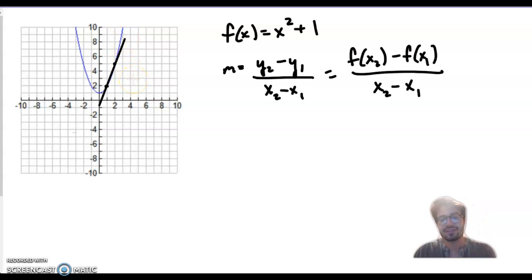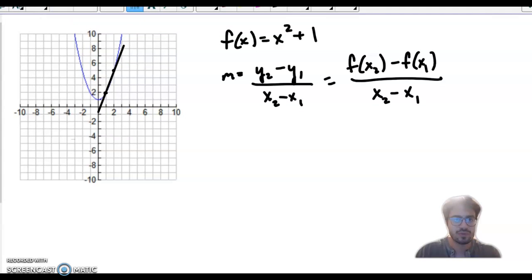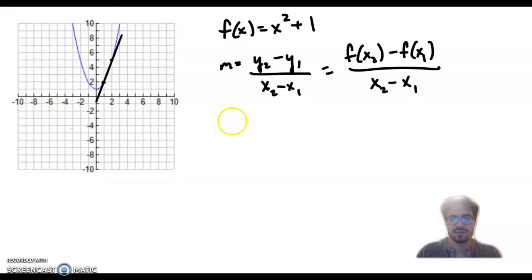Now, this line is definitely not tangent at the point in question. My point in question is (1, 2). But I'm doing a pretty good job. I have a secant line that looks like it's getting closer. The other point on it is the point (2, 5).